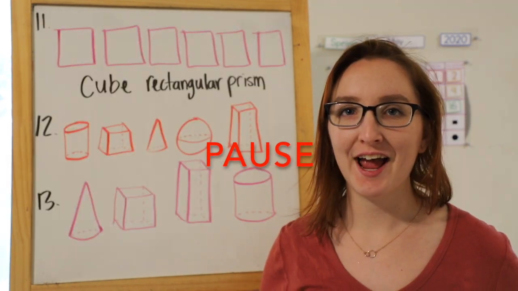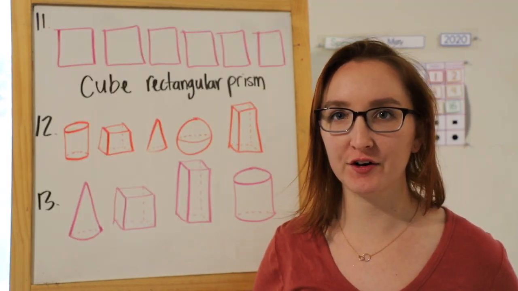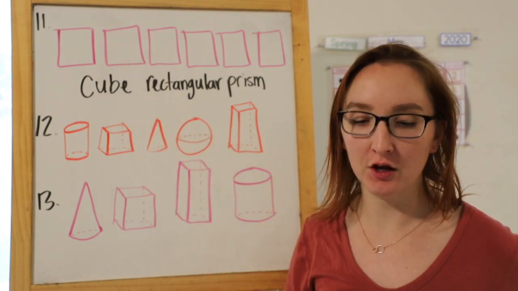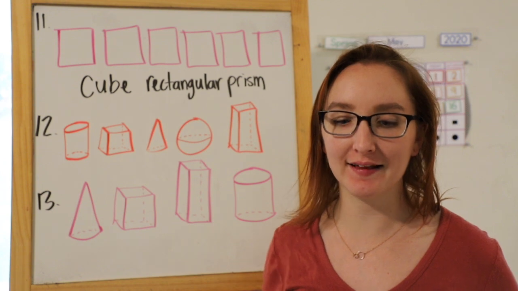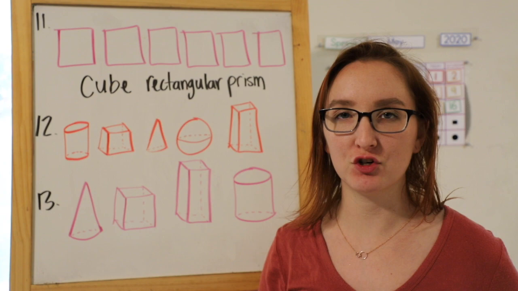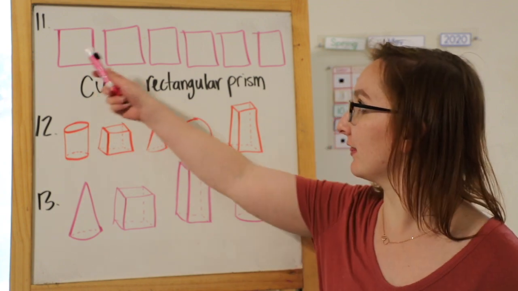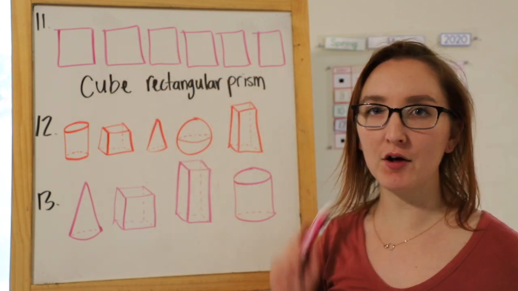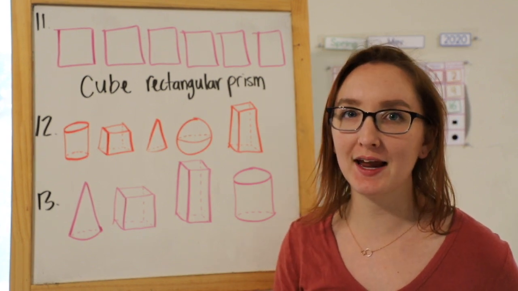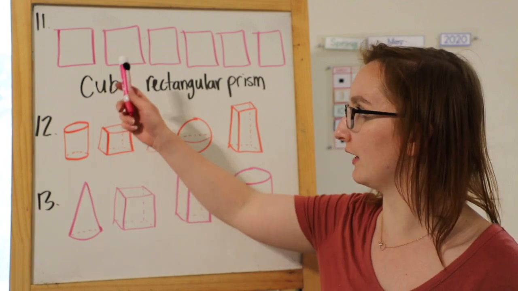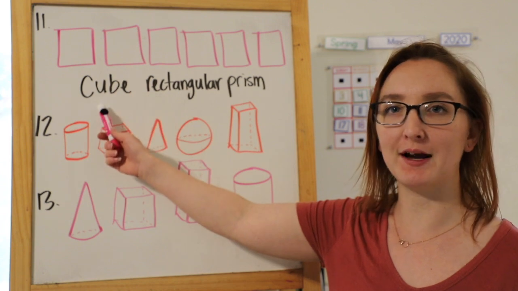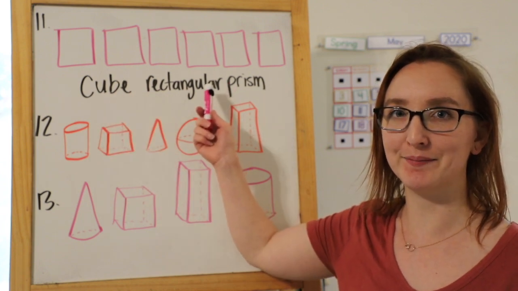Pause. Alright, on page 739, we have 3 problems to work through, 11, 12, and 13. So for number 11, it says, if you put these shapes together, what three-dimensional shape do you have? So look at these shapes right here. If you put them all together, which three-dimensional shape will you have? Circle the name that it makes. So circle either cube or rectangular prism. So if you put all these together, will you make a cube or a rectangular prism?